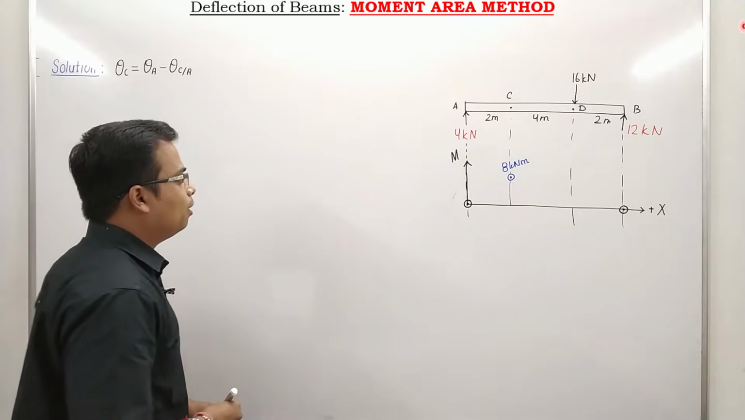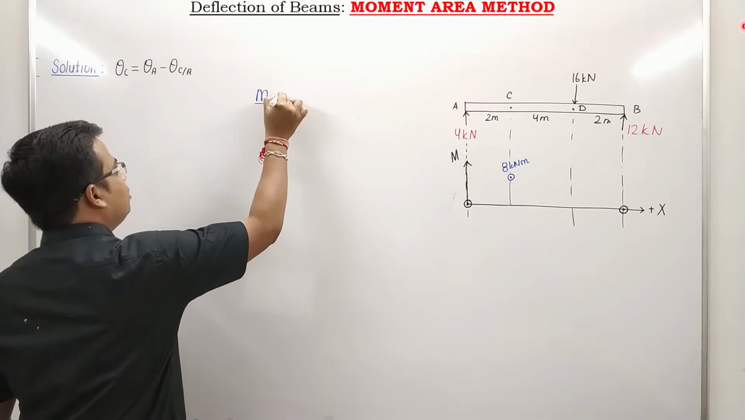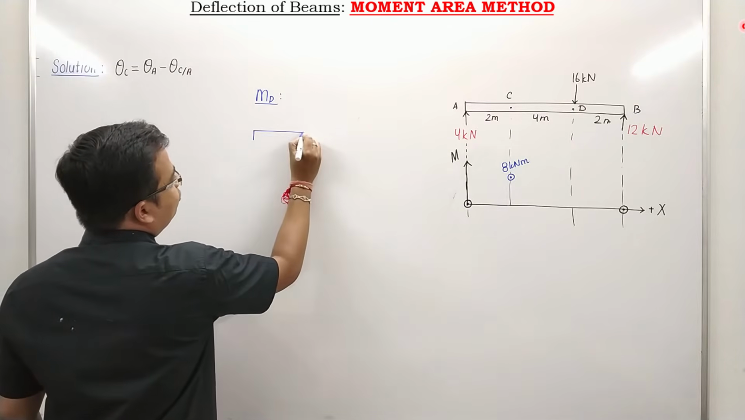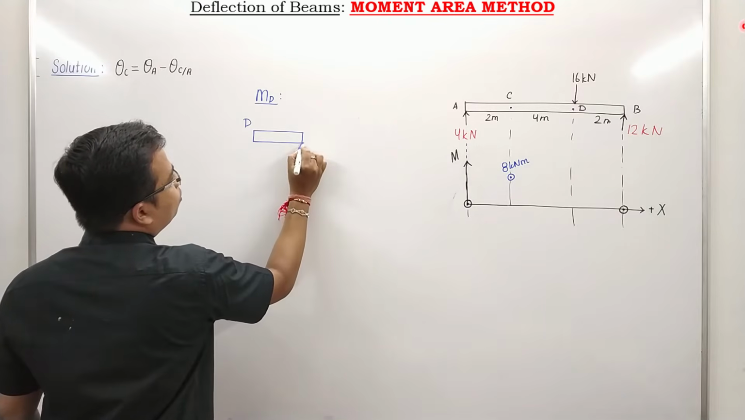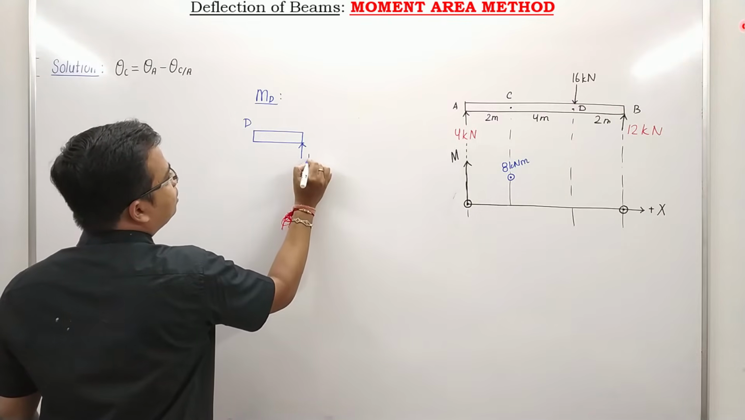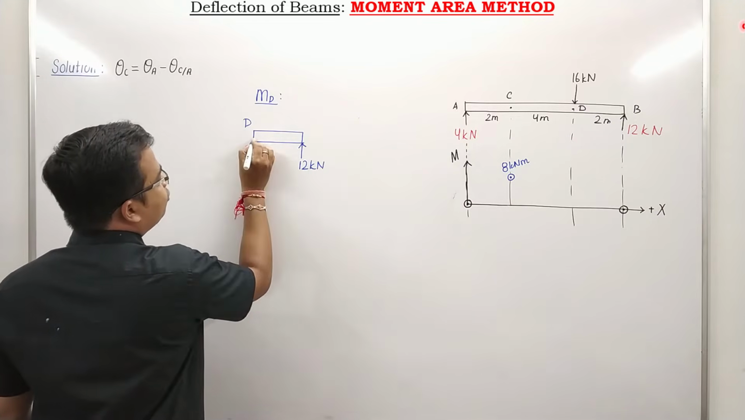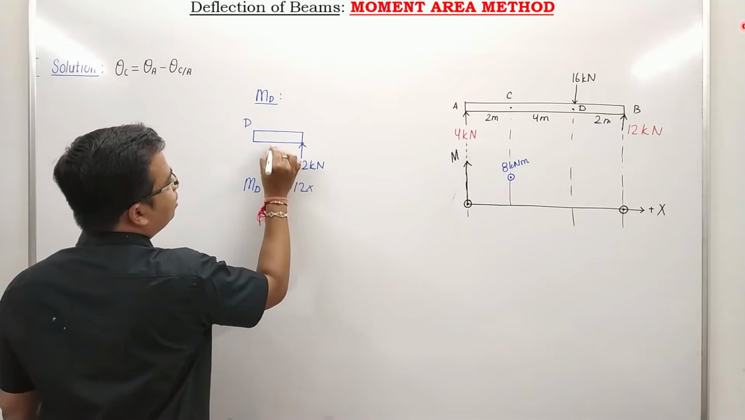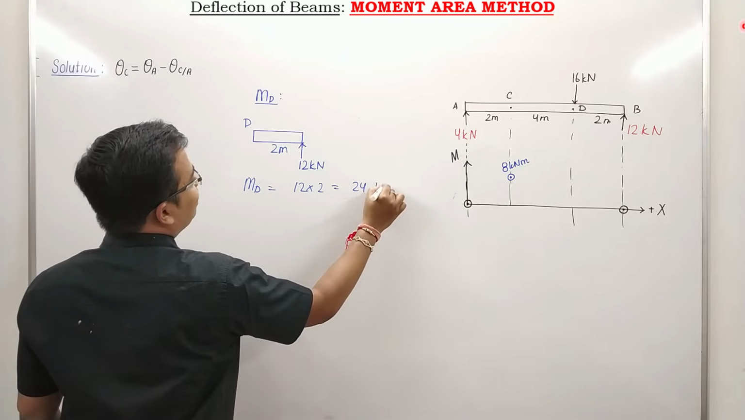Now, let's find the moment at point D. How can we do that? Well, I'll consider only the portion of the beam towards the right of D, because that looks very simple. So towards the right of D, we've got this point. What is this? This is 12, right? Where do you need to find the moment? You need to find the moment at D. It's very simple. 12 multiplied by, this is 2 meters, so this is going to be 24 kNm.